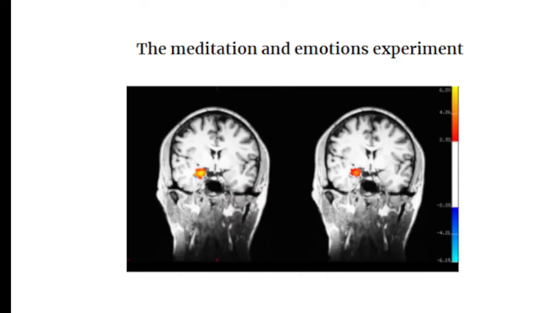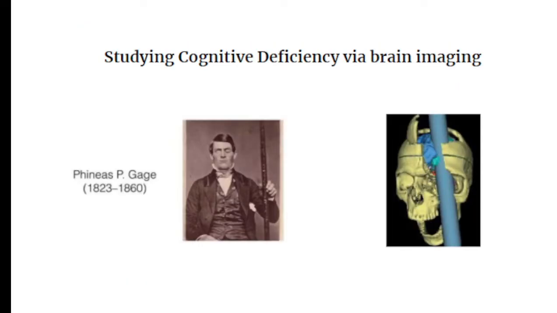Okay, now next is cognitive deficiency via brain imaging. So what is cognitive deficiency? We know what deficiency is. Some people have calcium deficiency, B12 deficiency, etc. That means something is not enough, or something is lacking. That is the meaning of the word deficiency. And cognitive deficiency means some cognitive functions are lacking in the brain. We can understand what parts of the brain are not working, and what is the reason behind the cognitive deficiency via brain imaging.